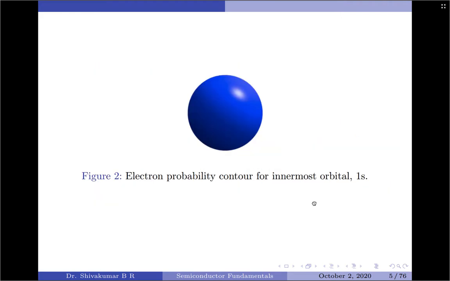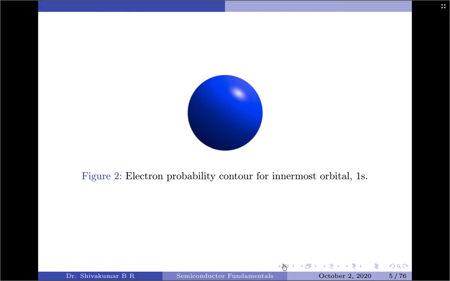Figure here shows the electron probability contour of the innermost orbital, namely 1s. As you can see, it is spherical in shape. The nucleus is located at the center and is not visible here. All of the s orbitals are similarly spherically shaped, although the internals change. Therefore, we note that 1s is the lowest energy orbital.